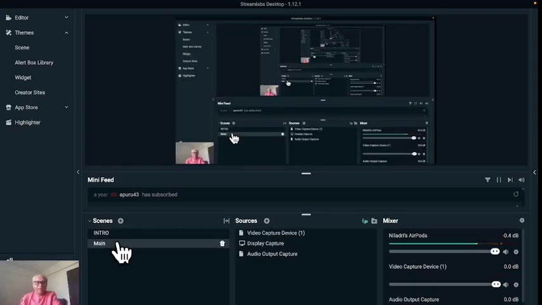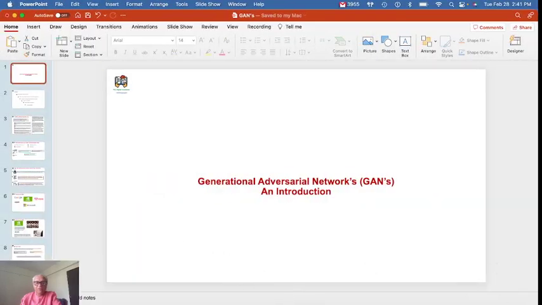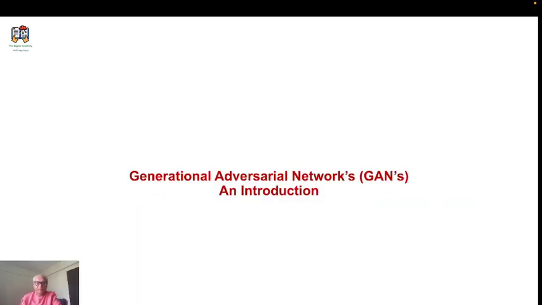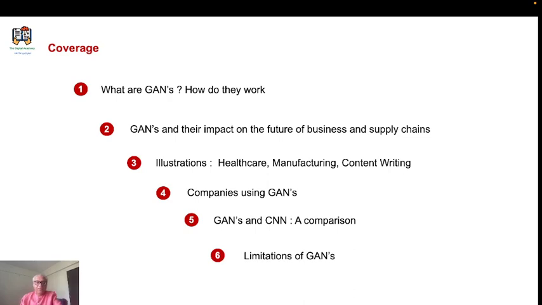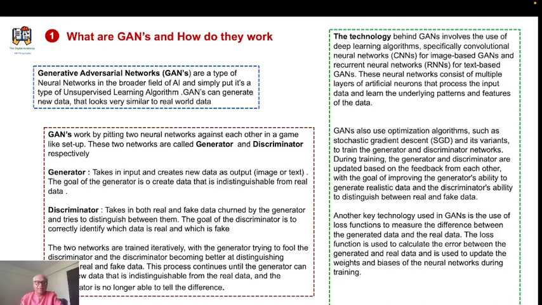With that, let me take you to the presentation on Generative Adversarial Networks. An introduction. There are about six distinct features of this presentation. We start with explaining what GANs are and how they work, their impact on the future of business and on supply chains, how they impact healthcare, manufacturing, and content writing, some introduction to companies using GANs, and a comparison between GANs and other neural networks and their limitations. With that, let's start with understanding what GANs are.